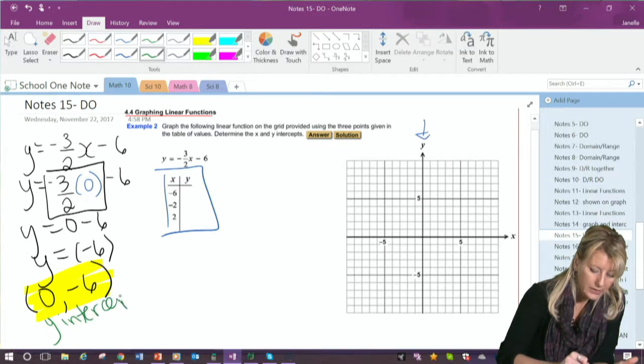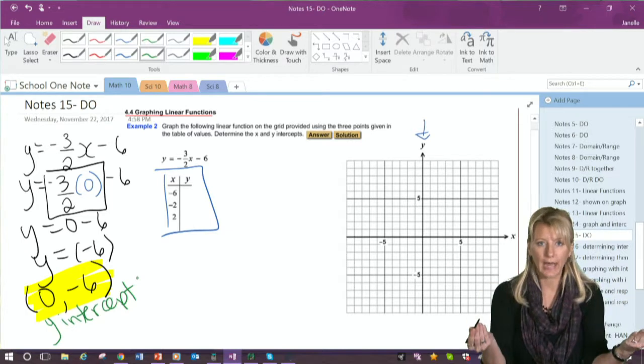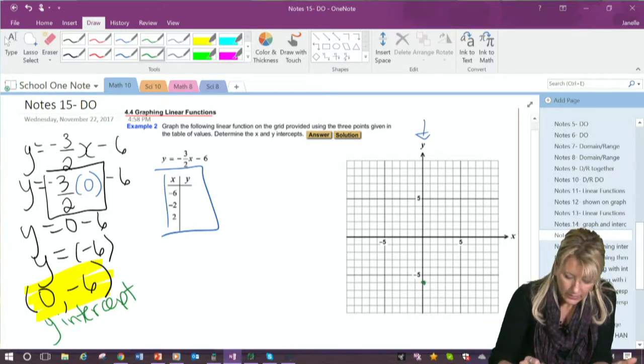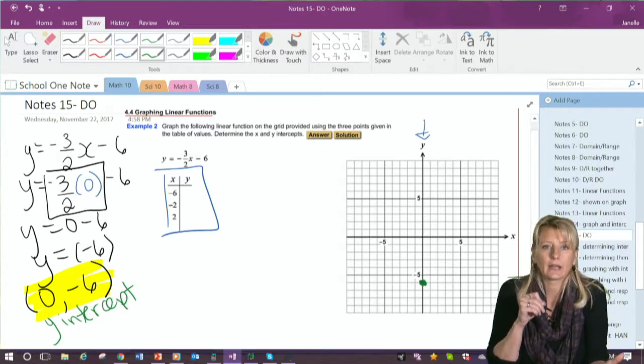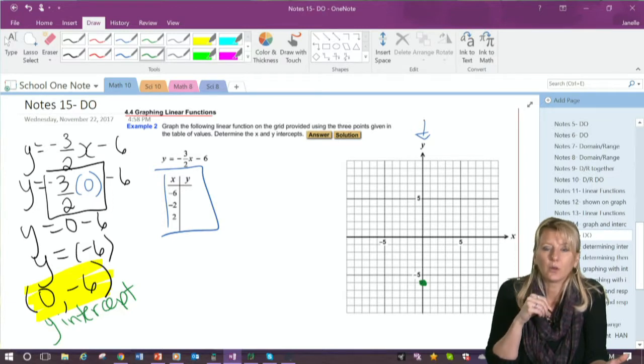Y-intercept. Where does it intercept the y-axis? Where does it cross the y-axis? So I go 0 and -6. This is where it crosses the y-axis. Okay? So that's what we just found out by just putting in 0 for x. We found the y-intercept. Does that make sense, guys, what we just found out there? Once you put 0 in for the x, you're finding the y-intercept.